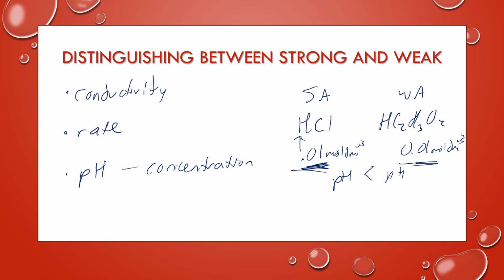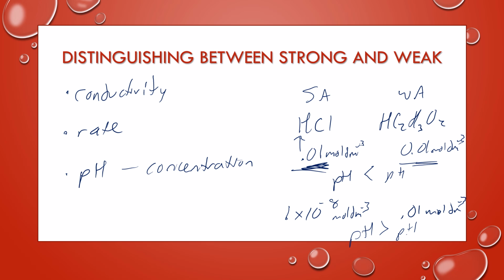Now, let's say I have 1 × 10⁻⁸ moles per cubic decimeter of the strong acid, compared with the same 0.01 moles per cubic decimeter of the weak acid, then you might see the pH of the weak acid being greater. I'm sorry, of the strong acid being greater. It's very much concentration dependent. So don't just automatically assume that the strong acid definitely has a lower pH.